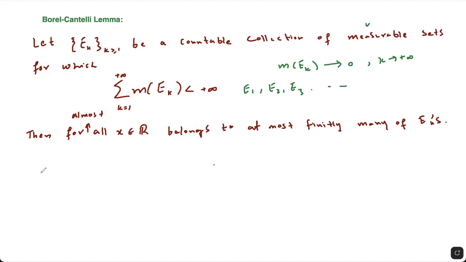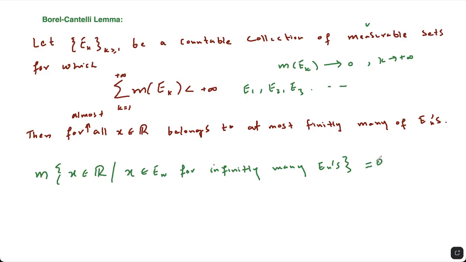It means I have to prove that the measure of all those x belonging to R such that x belongs to E_n infinitely often, for infinitely many E_n, should be 0. Because the points that belong to infinitely many E_n form a set whose measure is 0.